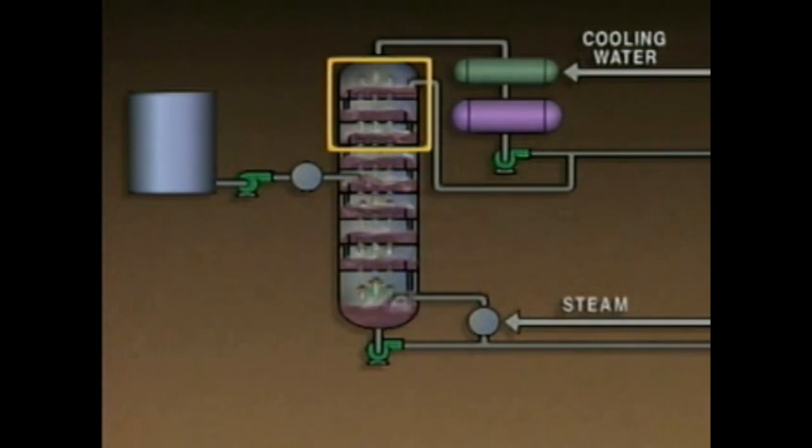If the temperature at the top of the tower is higher than it should be, more of the heavier components will vaporize and become part of the overhead product, instead of flowing down the tower as a liquid. On the other hand, if the temperature at the top of the tower is lower than it should be, less of the lighter components will vaporize. Some of the lighter components will remain as a liquid and flow down the tower.